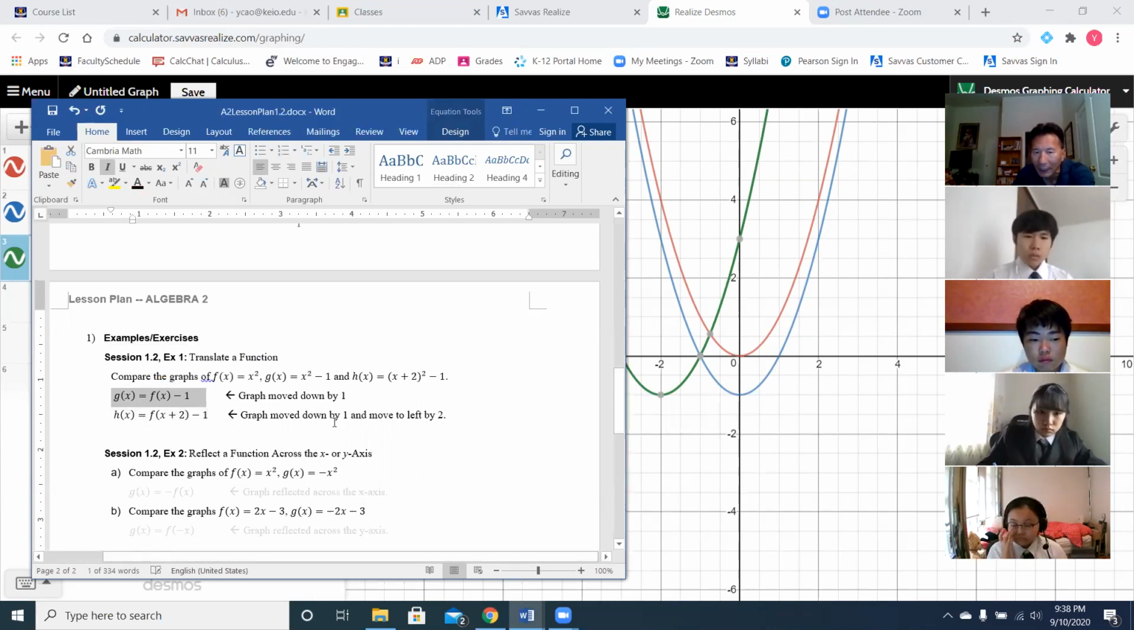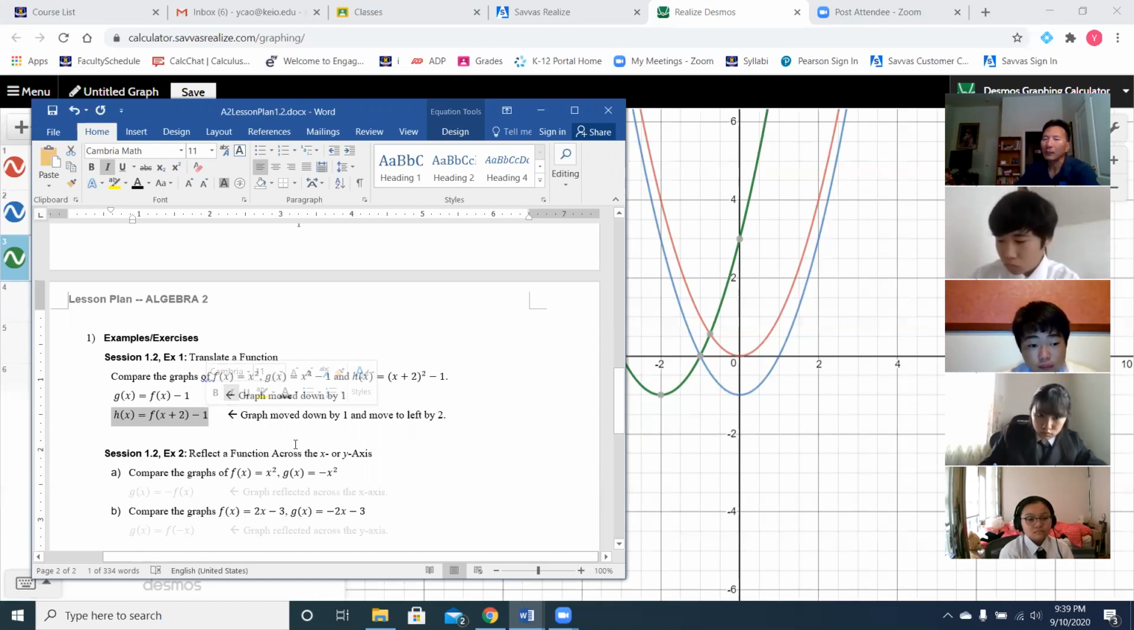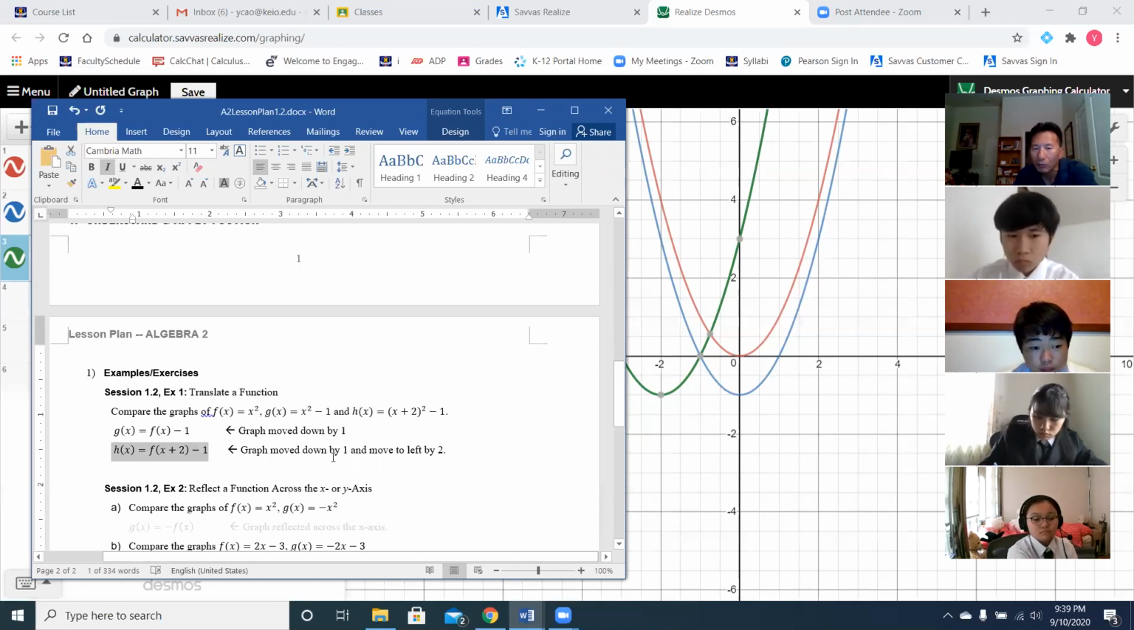Okay, what's the second one? What happened? You replace x by x plus 2, so you got (x plus 2) squared. And also you need to subtract 1. So h(x) is going to be f(x plus 2) minus 1. What happened? The graph is going to move down by 1 unit and move to the left by 2. Look at the graph. So that's the translation we have.